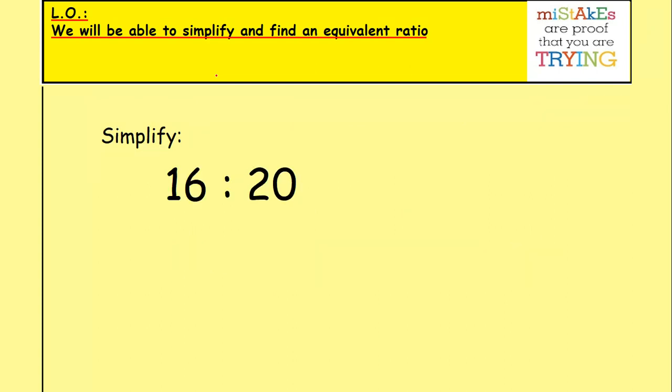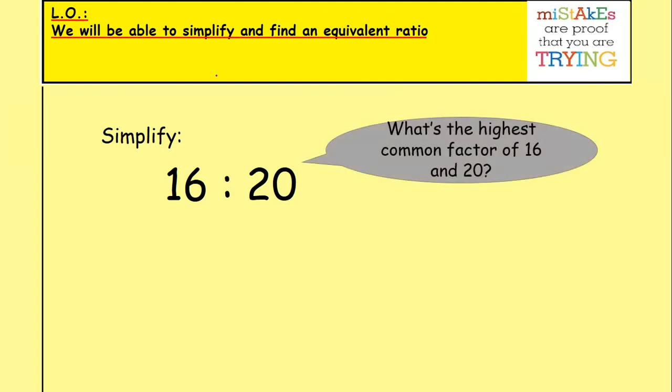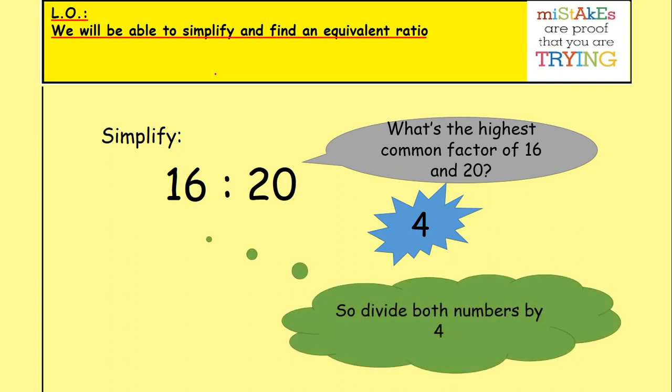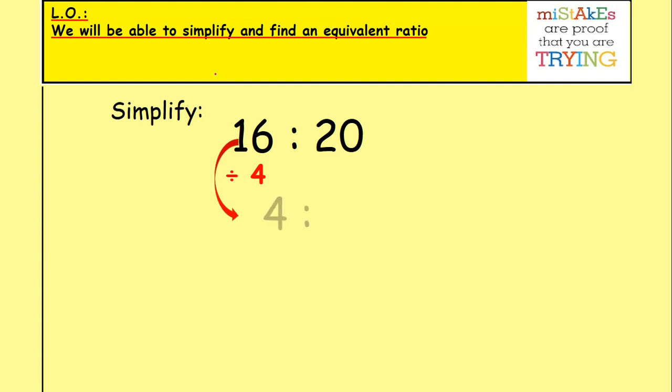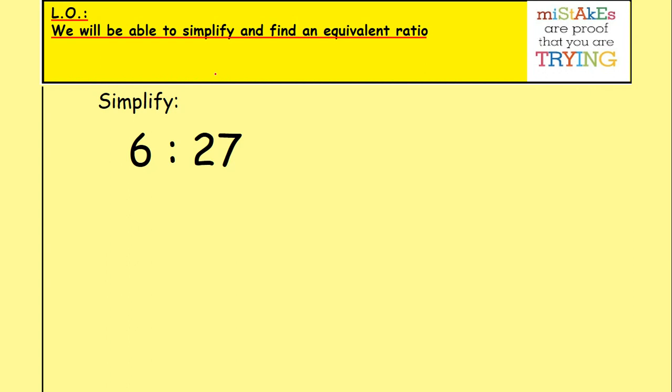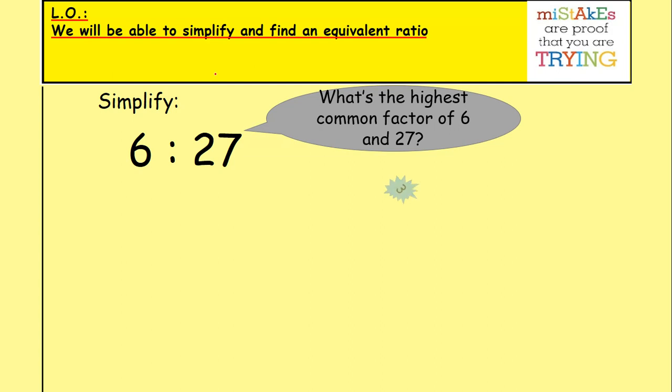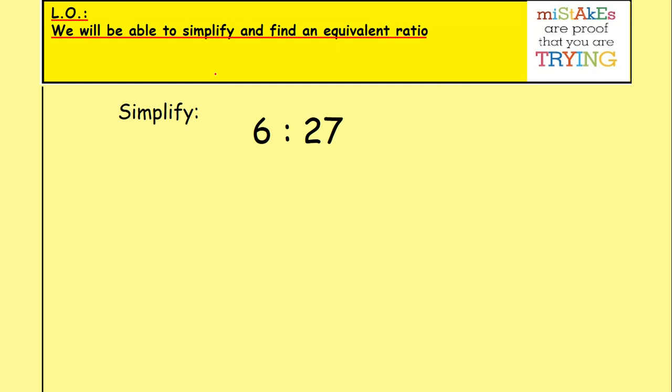So have a look at this example. Simplify 16 to 20. The first thing is you need to find out what is the highest common factor of 16 and 20. The highest common factor is 4 because 16 and 20 can be found in the 4 times table. So divide both numbers by 4 and it's going to give you 4 to 5, and this is the simplest form. One more example, 6 to 27. Again, you find the highest common factor, which will be 3, because both numbers are in the 3 times table. So when you divide both by 3, it gives you 2 to 9.